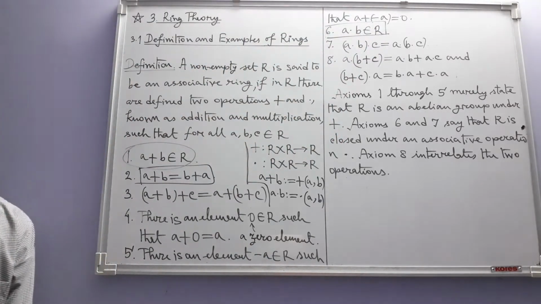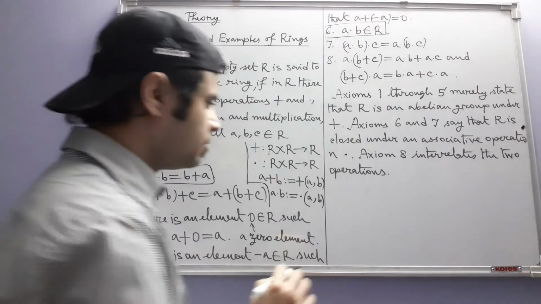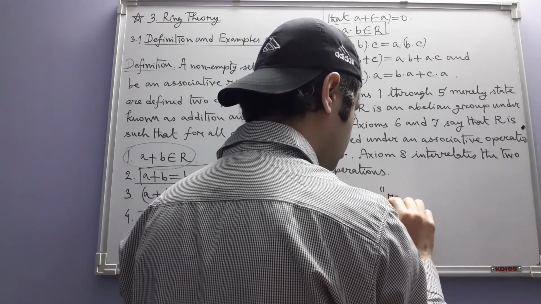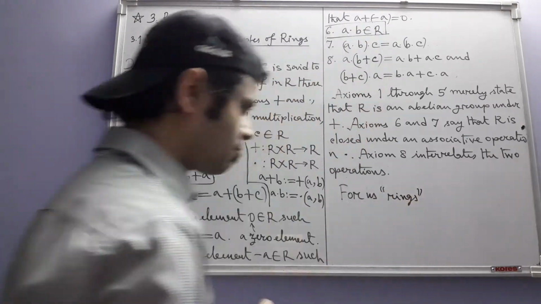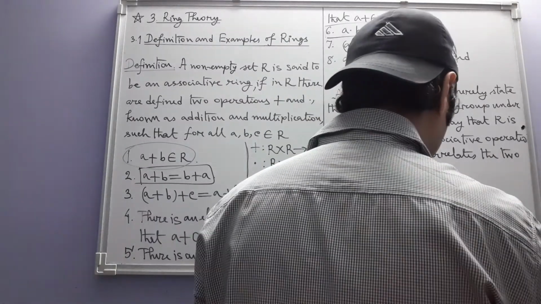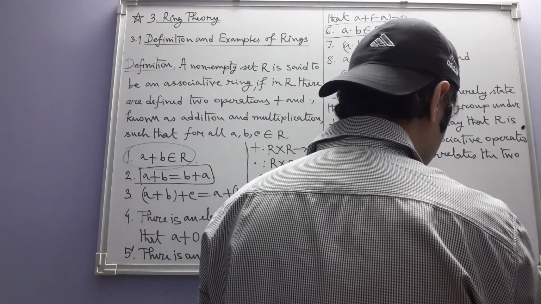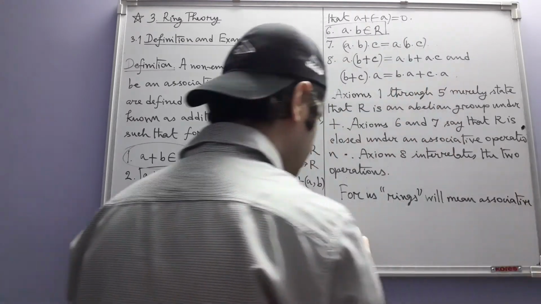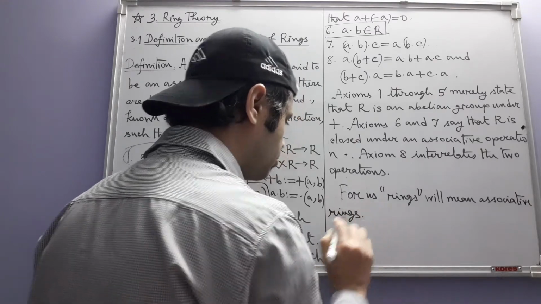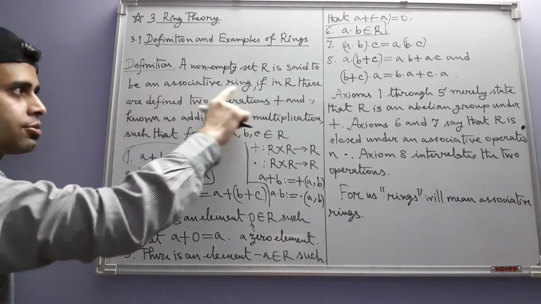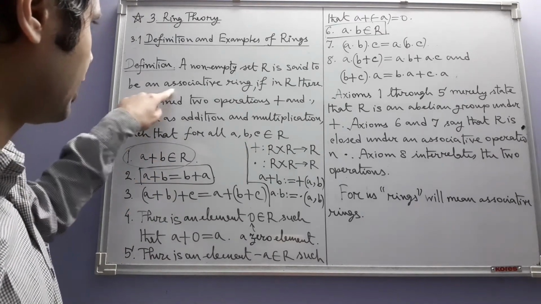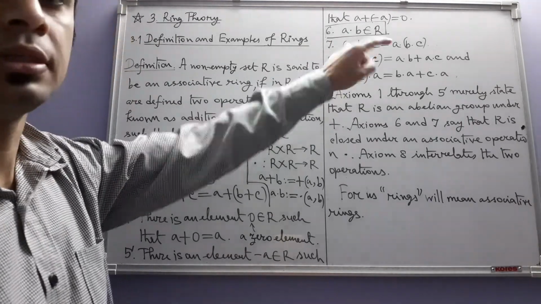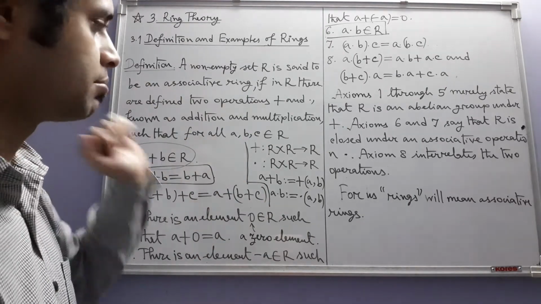Right. Now one point, yes. For us, the word rings will mean associative rings. Note that we have actually defined associative ring, and this associative comes from this axiom. The second operation is associative. From there, this thing comes associative.